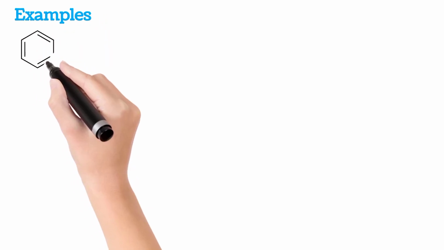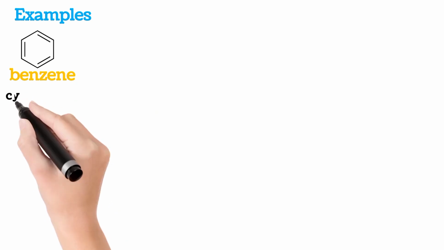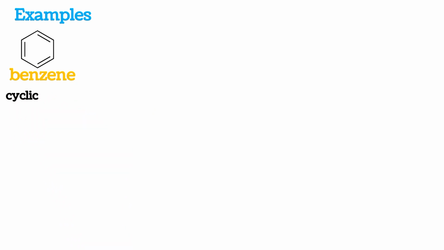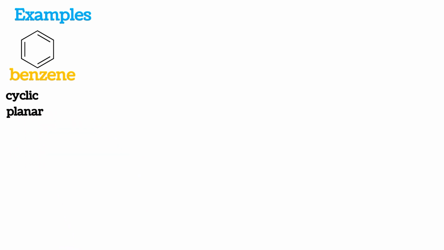Let's look at some examples. Let's look at benzene. From the structure, we see that benzene is cyclic. It is planar because the carbons are sp2 hybridized.